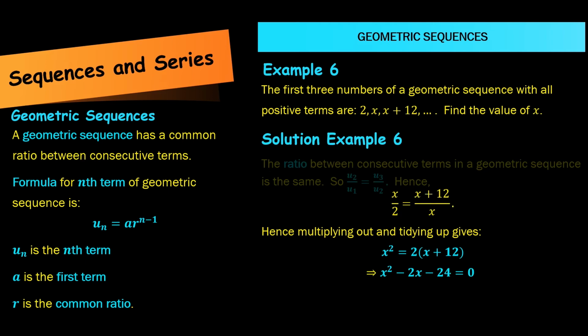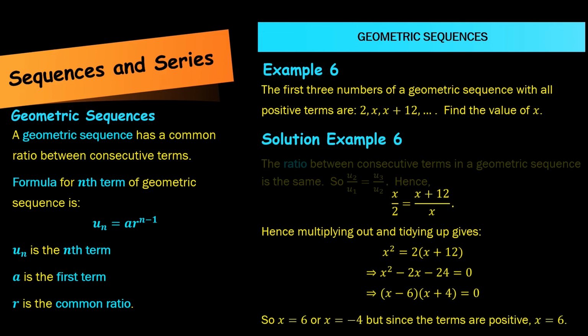And this implies that x squared minus 2x minus 24 equals 0. Factorising gives us x minus 6 multiplied by x plus 4 equals 0. And so we have two solutions, either x equals 6 or x equals minus 4. However, we know from the question that the terms are positive. Therefore, x is equal to 6.